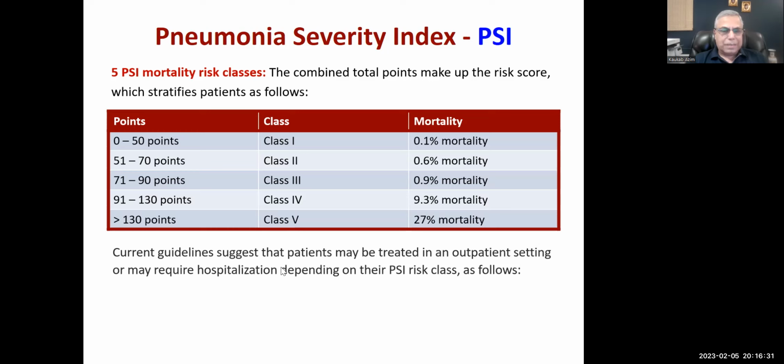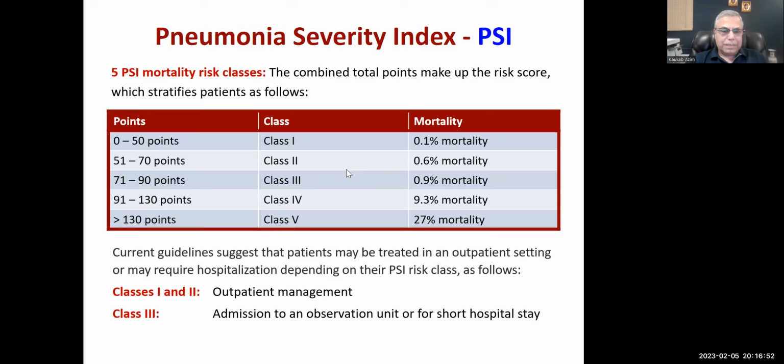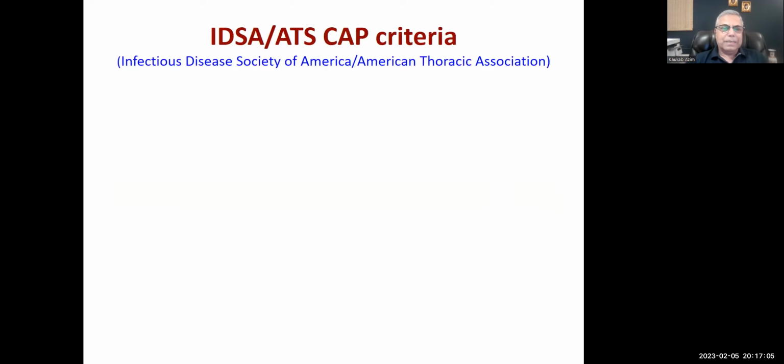So current guidelines suggest that patients may be treated in an outpatient setting or may require hospitalization. In both cases, we are trying to make a decision whether to treat the patient at home, admit him to the medical ward, or admit him to the intensive care unit. Classes 1 and 2, outpatient treatment. Class 3, admission to an observation unit for a short stay in the hospital. Classes 4 and 5, treatment in the inpatient setting. Could be a medical ward. If he's very serious, you can admit him to the intensive care unit. Okay, right.